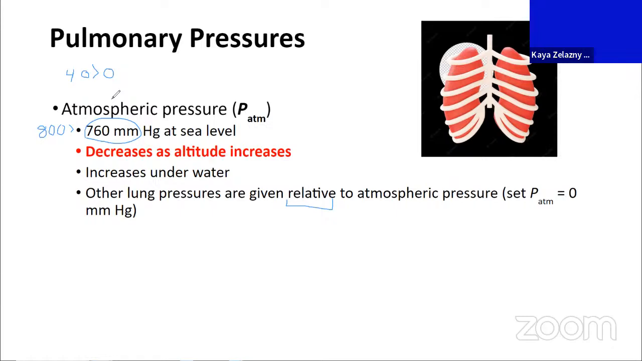This is going to be super convenient because this means that to figure out whether air is moving in or out, whether you're inspiring or expiring, if you have a positive number, you're more than 0, right? So if we have a positive alveolar pressure, we're going to be breathing out. If you have a negative number, you're going to be less than 0. So negative numbers for our alveolar pressure are going to mean you're breathing in. Yeah. So this is quite convenient for comparing things rather than having to remember exactly what the atmospheric pressure is.